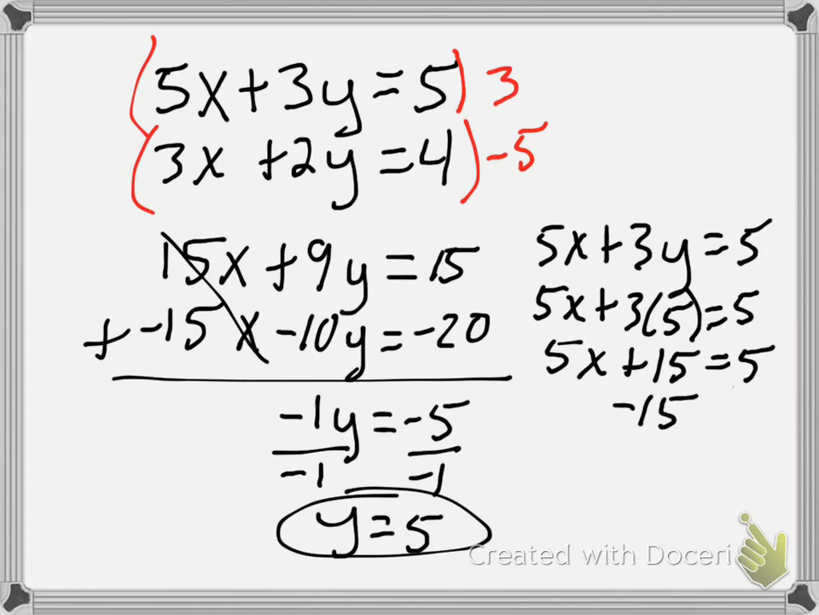So if we minus 15, I get 5x is equal to negative 10, divided by 5. I get that my x is equal to negative 2.